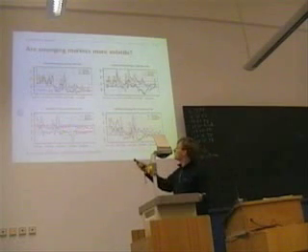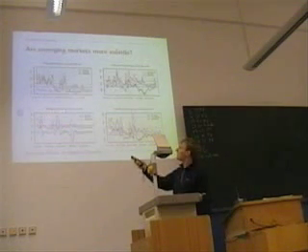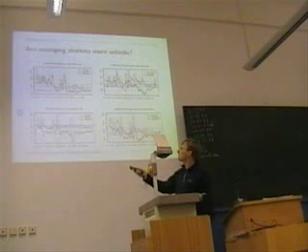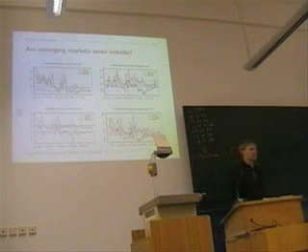Okay, these are averages. The red one is the average of the Brazilian index, the blue one is the average of the Argentinian index, and the black one is the average of the difference.